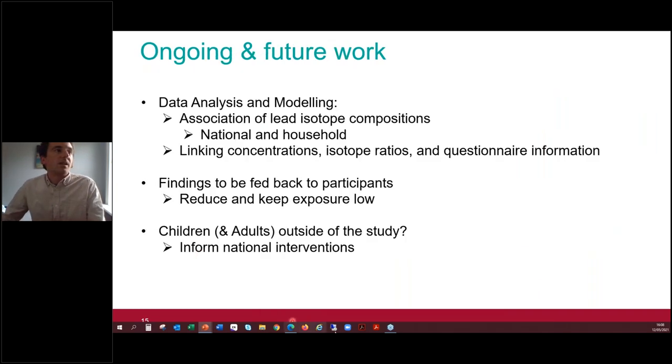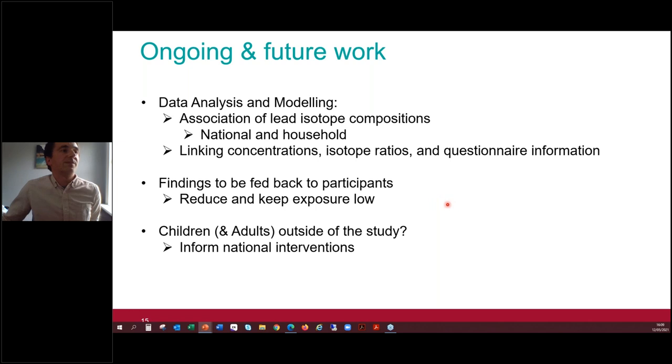So thinking about where we're going from here, what we need to do is more data analysis and modeling. The data is now with some PhD statisticians that we're collaborating with, and epidemiologists. And the idea is to look at the association of lead isotope compositions at the national and household level, linking the concentration data, the ratio data, and the information from the questionnaire together into one cohesive picture.